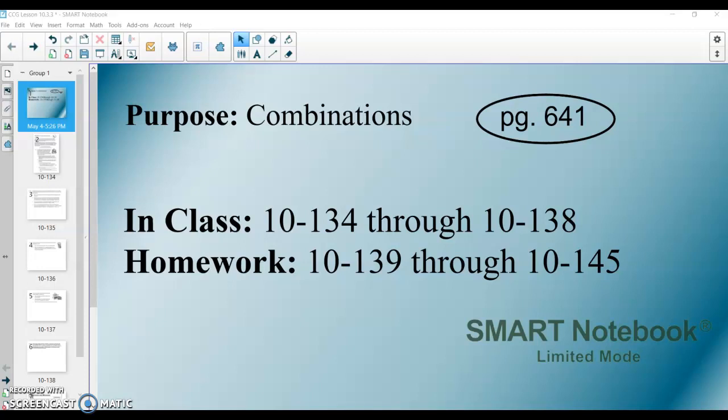Right, here is my video guide for lesson 10.3.3. The purpose of it is to learn about combinations and how they differ from permutations.